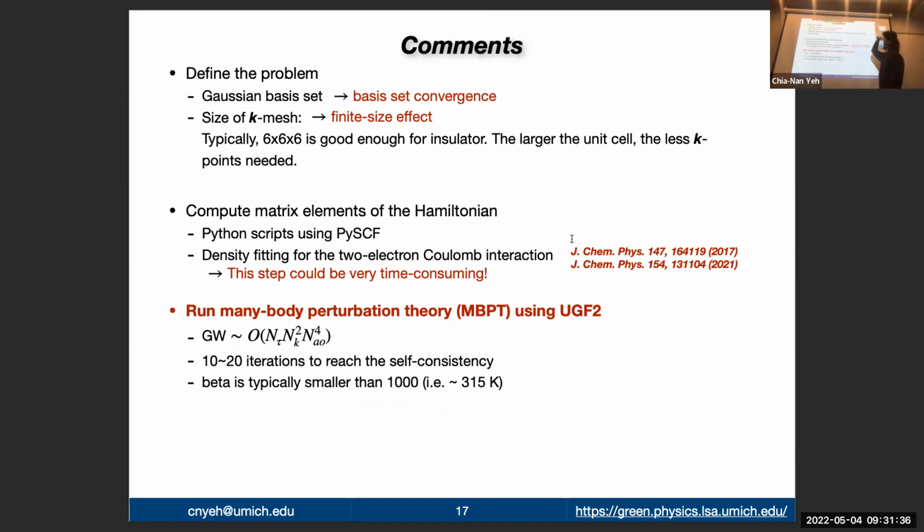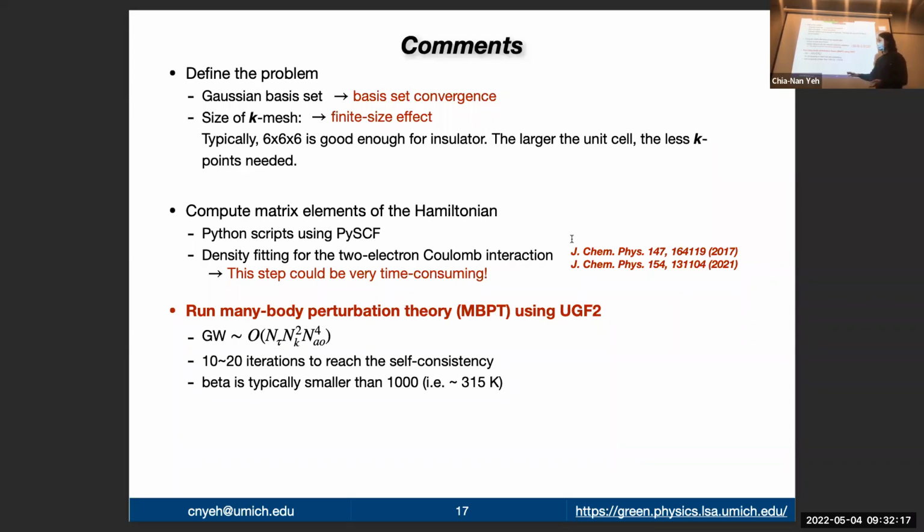Some comments. Besides this one, of course, the GW scales as n tau, nk squared, and so on. A larger number of tau points will definitely give you slower computation, and most importantly this NAO, which depends on your system size, does not scale very well. And typically 10 to 20 iterations are needed to reach self-consistency. For very problematic systems, you definitely need more.